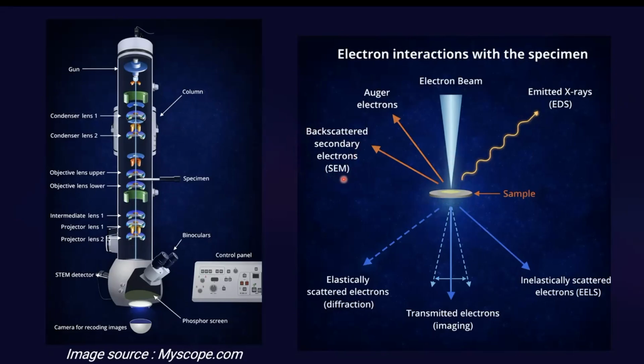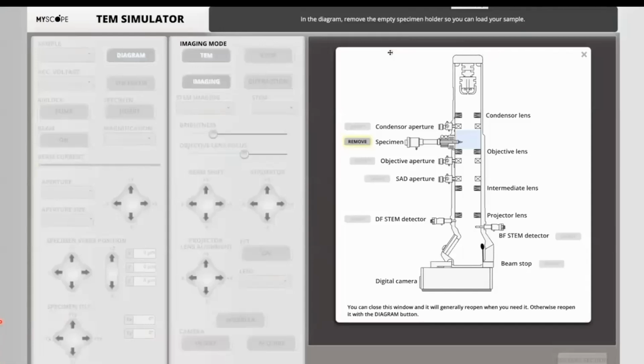You have elastically scattered electrons, which help us to look at diffraction. Inelastically scattered electrons help us with energy loss microscopy. And the actual TEM image is from transmitted electrons. We can see how it works by looking at this very simple demonstration, again the same TEM simulator.